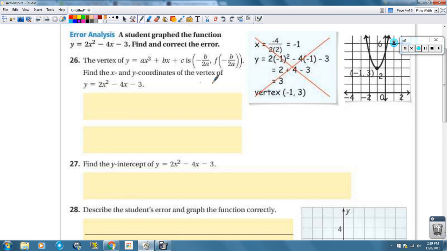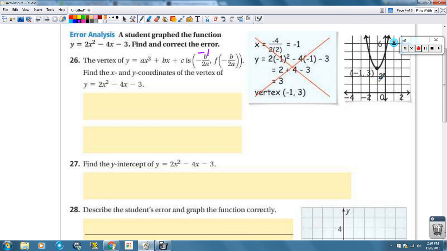That's okay. And then you plug it back into the equation. So 2 times -1 squared minus 4 times -1 minus 3. So that's 1, that's 2, plus 4 minus 3. So that's 6 minus 3 is 3. So they got that. And then when they graphed it, their vertex is -1, 3, which makes sense, which means C is what they do wrong.